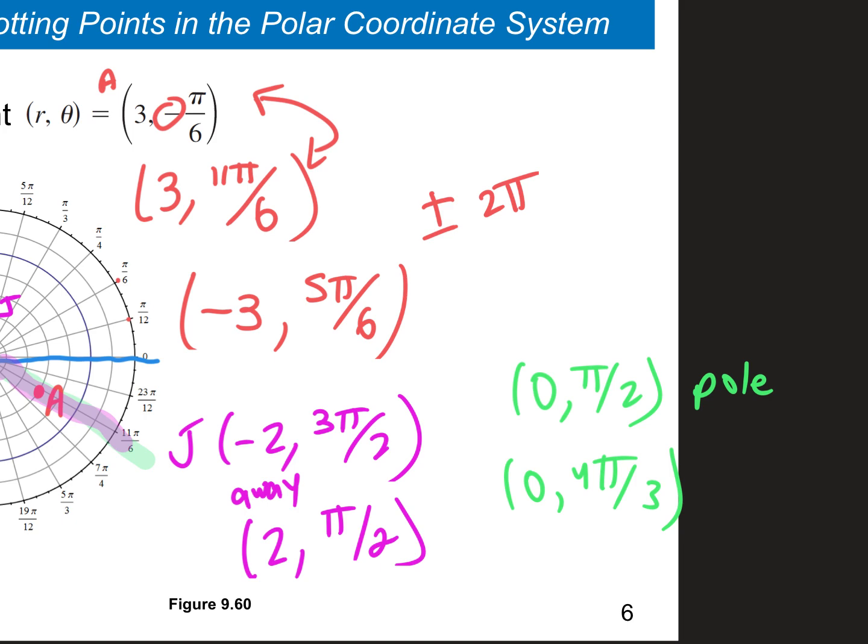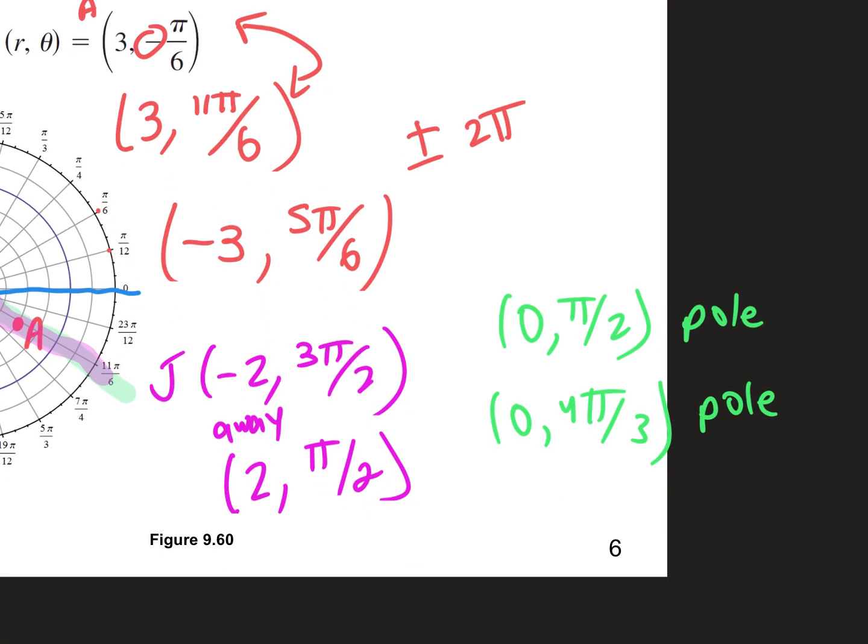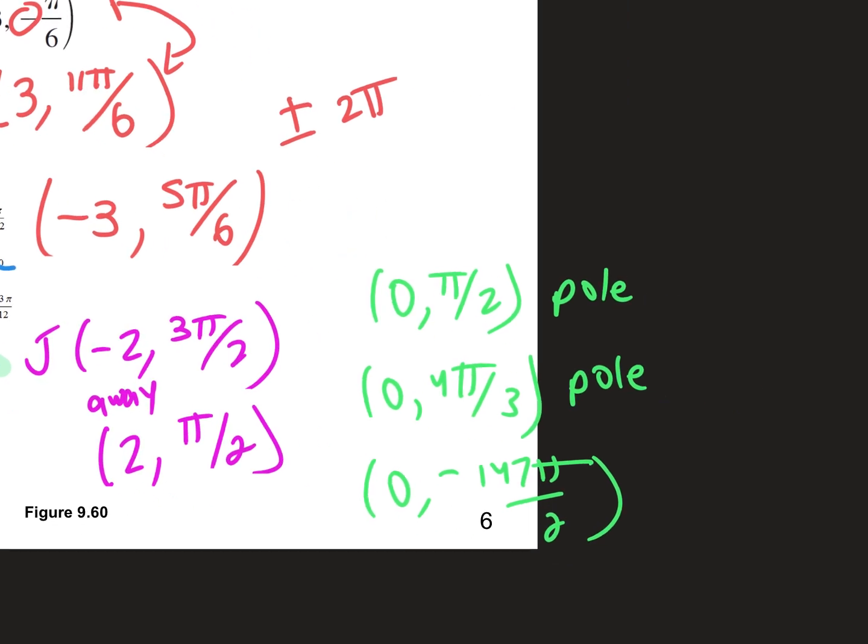Well, where is that point going to land? It's still at the pole, because your directed distance away is 0. What if you had 0, negative 147 pi over 2? That's not anywhere on the unit circle. You would not have to do any sort of math. You would just have to say, wait a second, my directed distance is 0. We're staying right there at the pole.